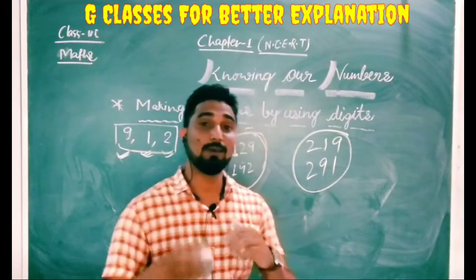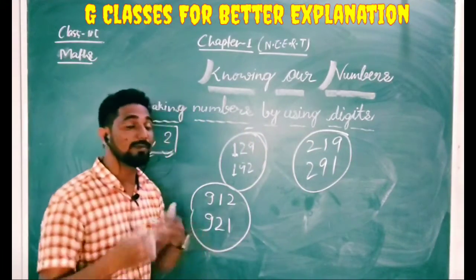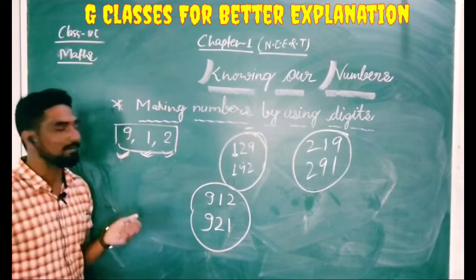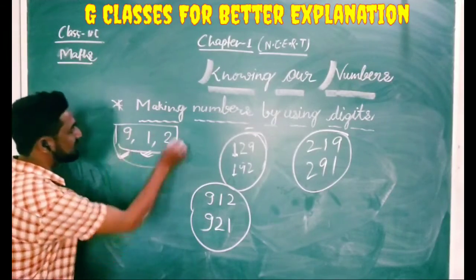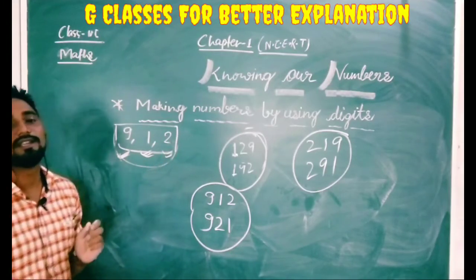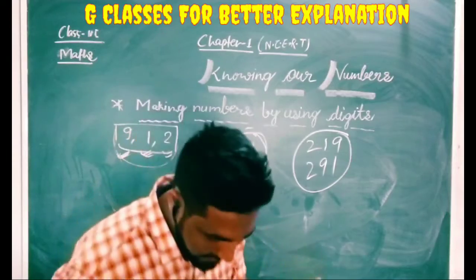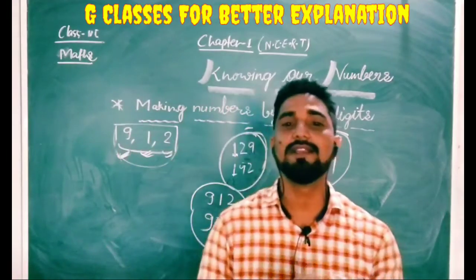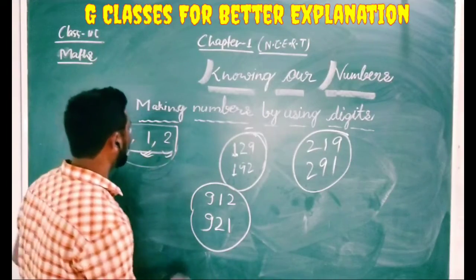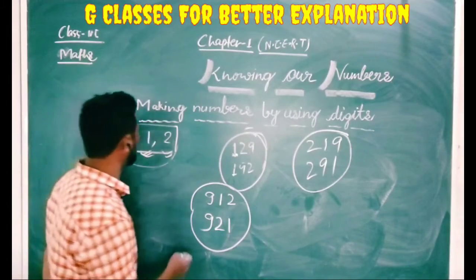From this topic one more question can be asked, and what will that question be? I can make it through this example only. Suppose these are the digits, and you are asked to use these 3 digits only to make the greatest number and the smallest number of 3 digits. So how to do it? Let us have a look, and just pay attention to what I am making.